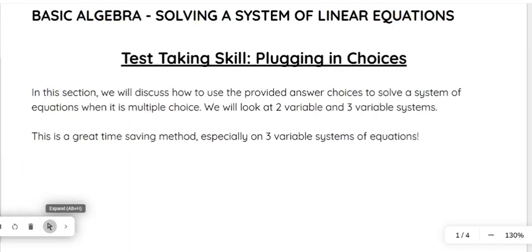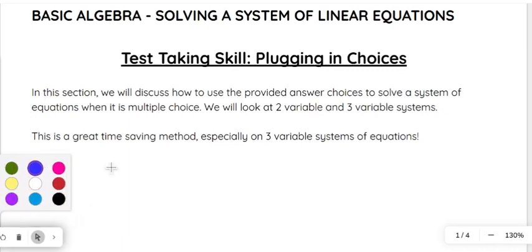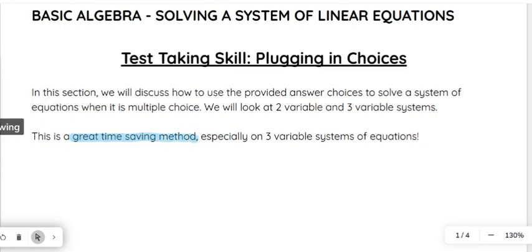Hey there, in this video we are going to go ahead and talk about how we can use a certain test taking skill, specifically plugging in answer choices to solve either a 2-variable or 3-variable system. This is going to be a great time-saving method, especially for those 3-variable systems, because you won't necessarily have to go through and solve.